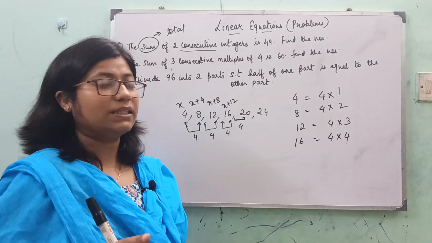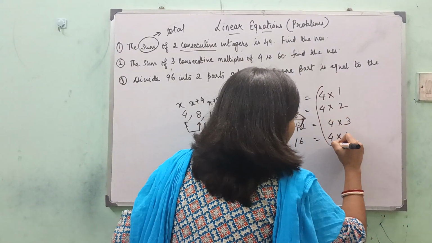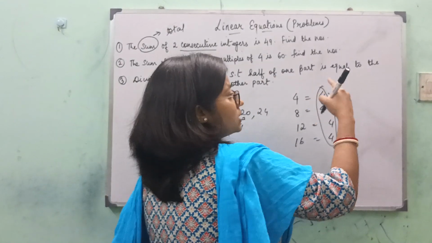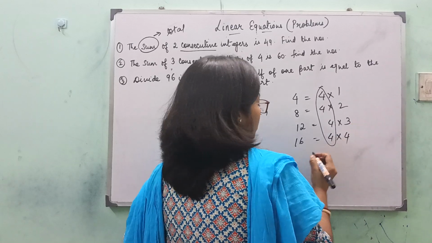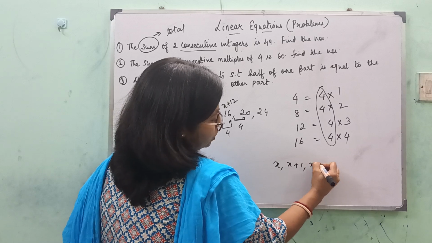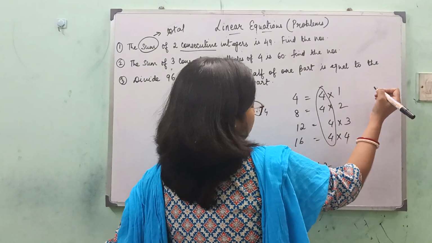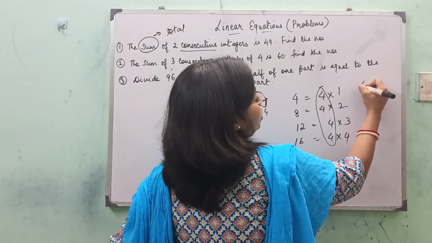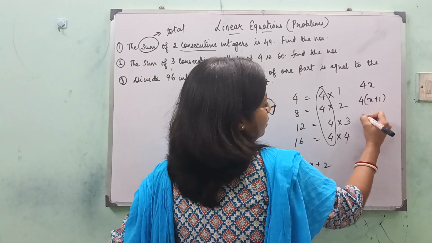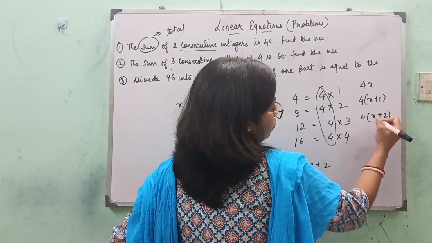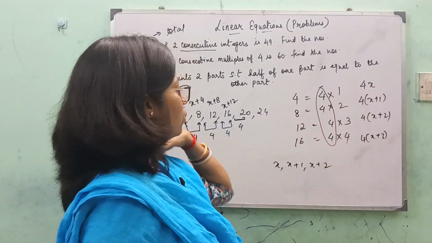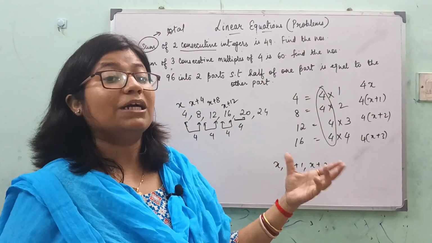Now what you can see is that here this 4 is common, and here these are natural numbers. I just now told you for natural numbers the ways you can take: x, x plus 1, x plus 2. So here if I take the first one as a multiple of x, so 4 into x, the second one will be 4 into x plus 1, 4 into x plus 2, 4 into x plus 3. So this is also going to give you the same thing, that is, the multiples of 4.